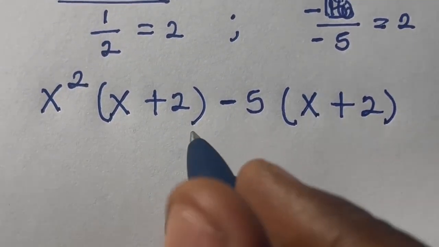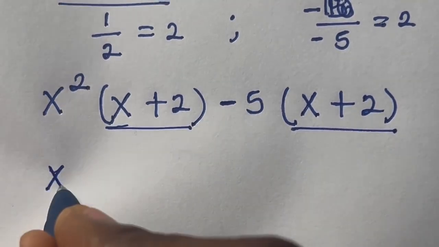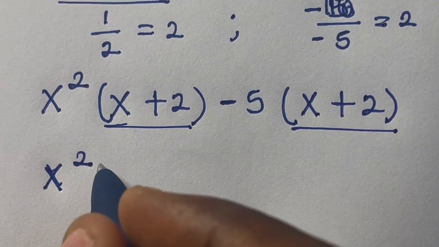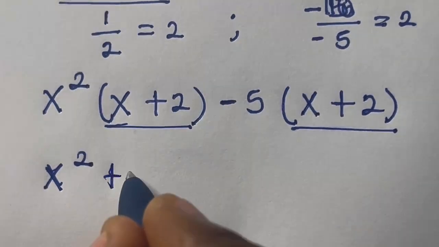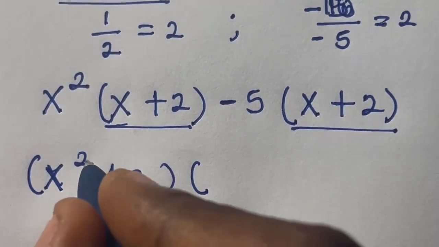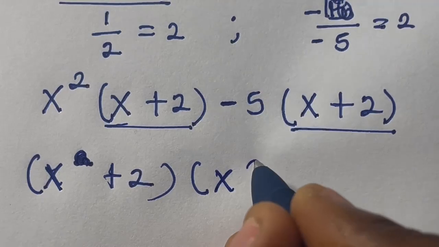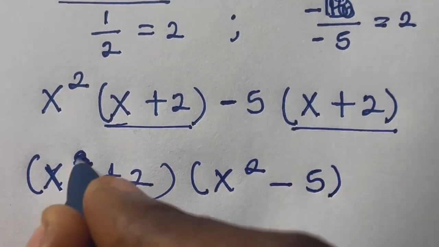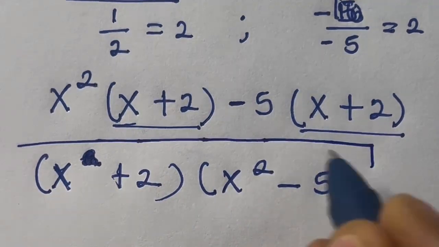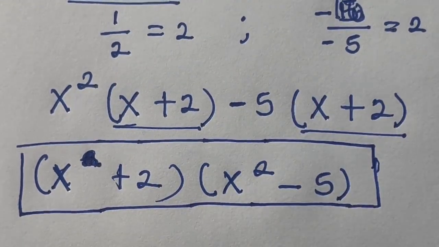All right, so now looking at this, you see this and this, they are the same, so you just have to take one. So we have x plus 2, then x squared minus 5. So we have just factored this. This is the factor. If we expand this, we are going to get the original polynomial.